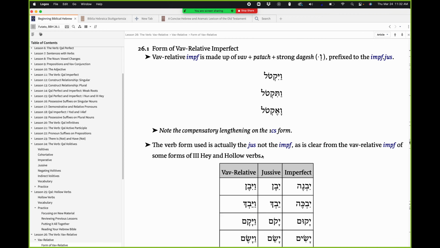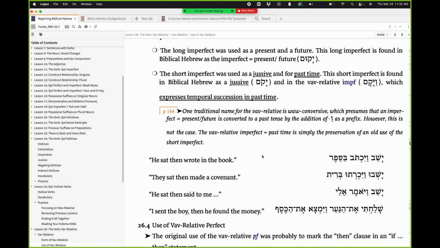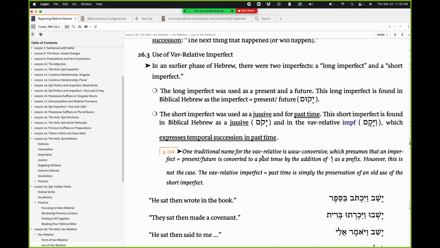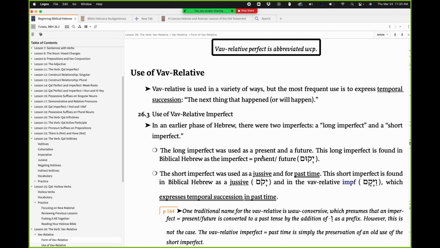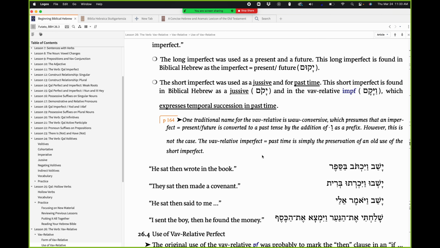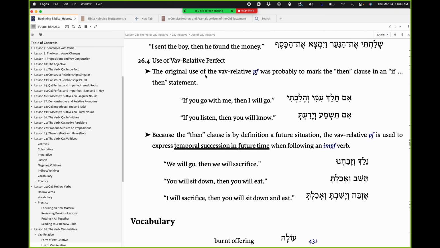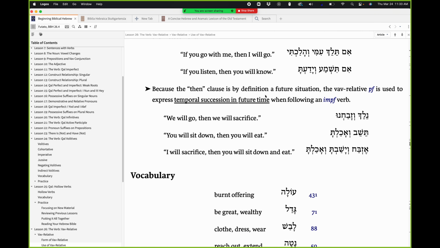That's 26, but let's look real quick at 27. I want to look real quick at what he says about Vav-Relative on the perfect. Oh, okay. Okay, conditional, that's good to know.